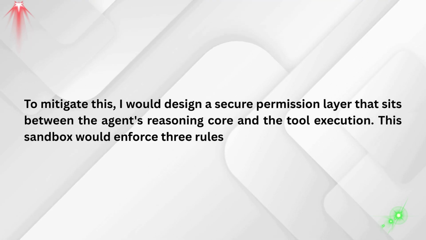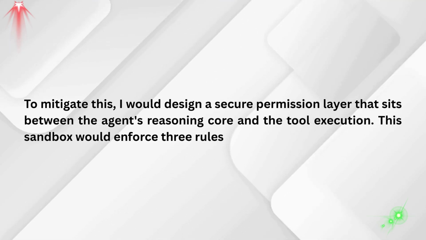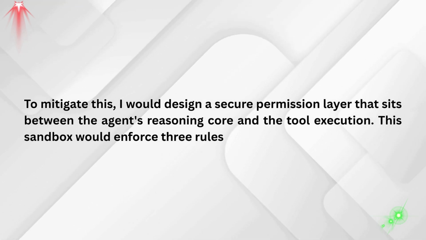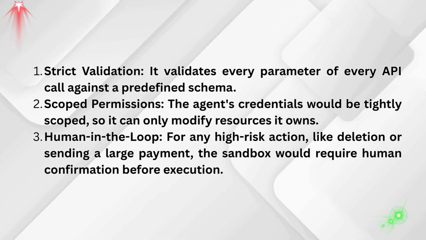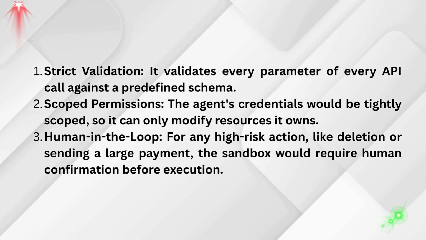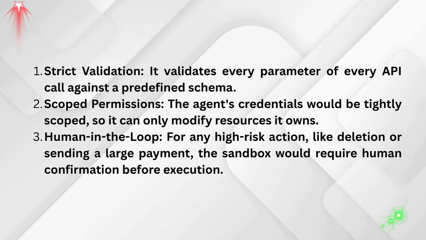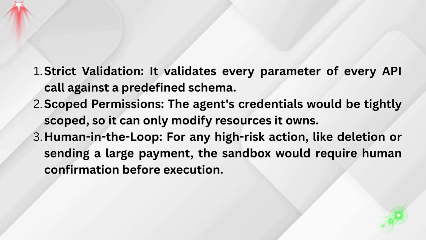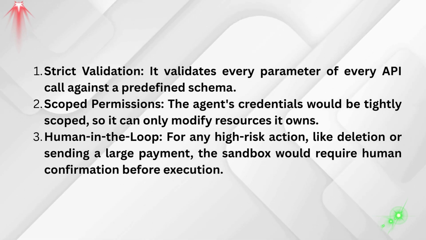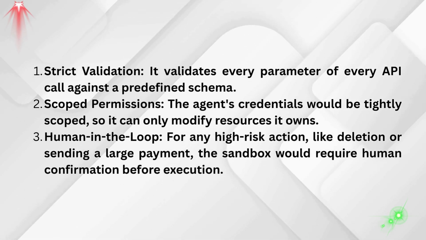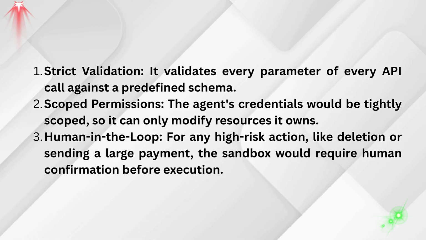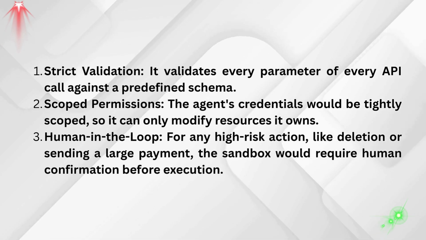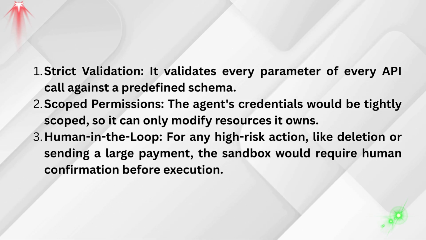To mitigate this, I would design a secure permission layer that sits between the agent's reasoning core and the tool execution. This sandbox would enforce three rules. 1. Strict validation. It validates every parameter of every API call against a predefined schema. 2. Scoped permissions. The agent's credentials would be tightly scoped, so it can only modify resources it owns. 3. Human in the loop. For any high-risk action, like deletion or sending a large payment, the sandbox would require human confirmation before execution.